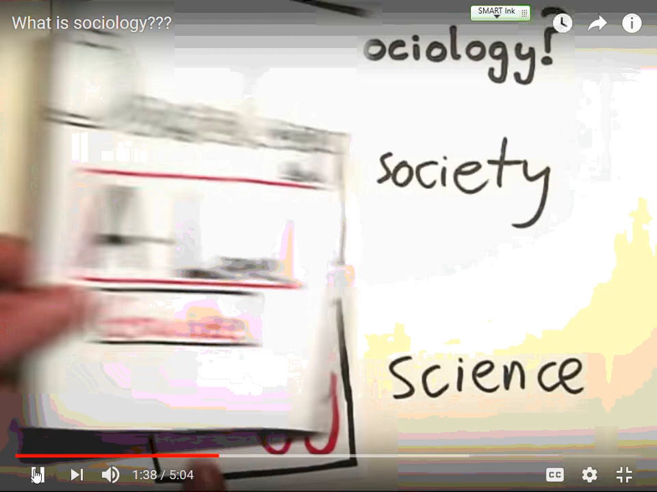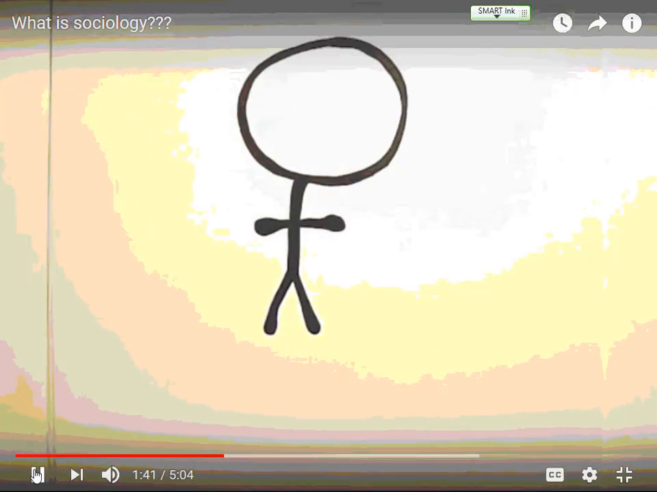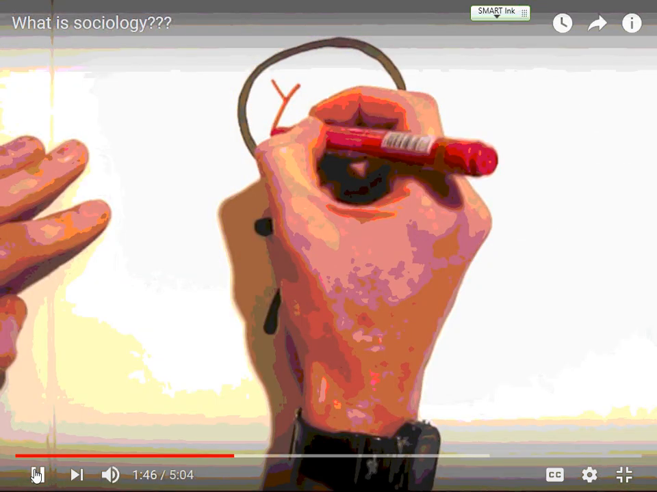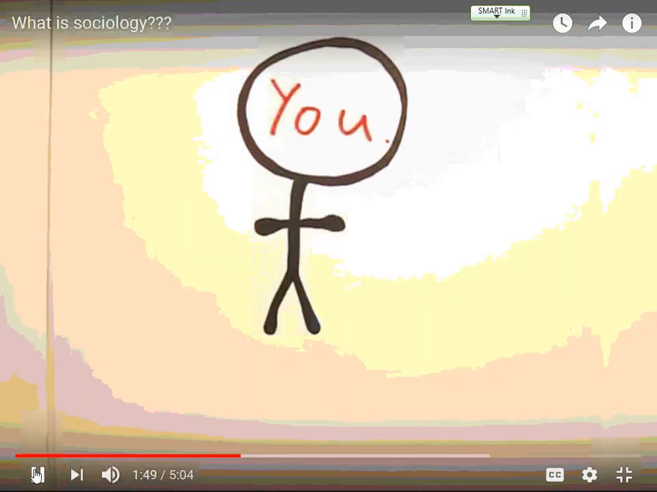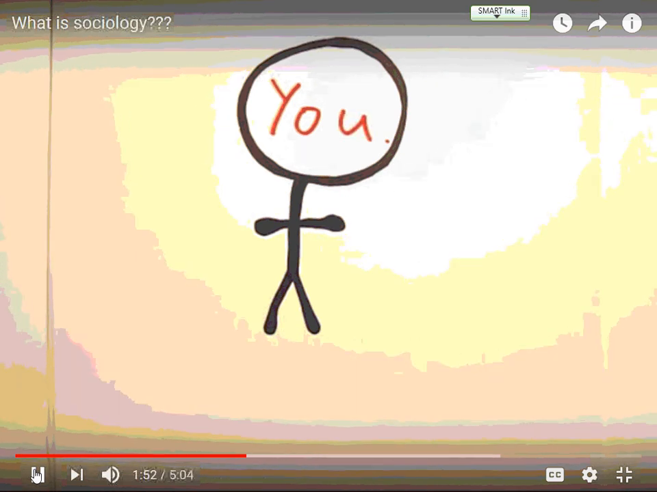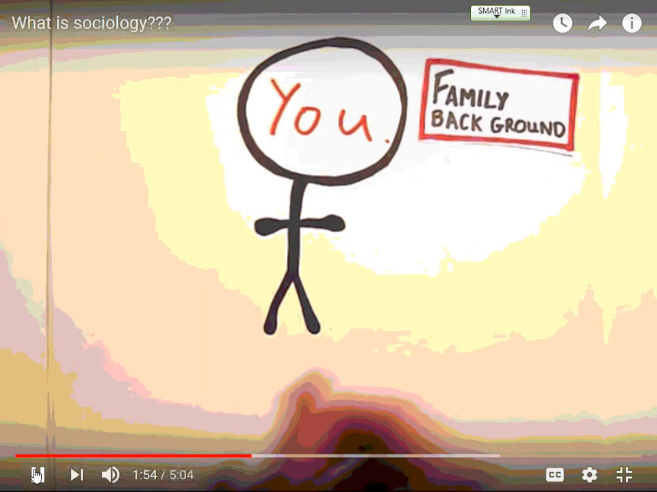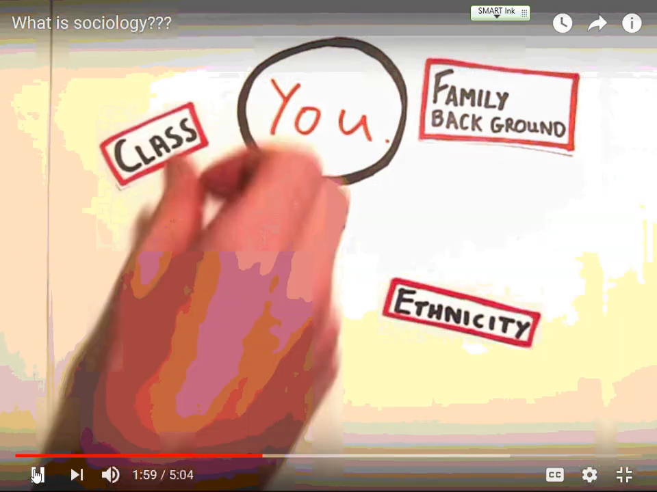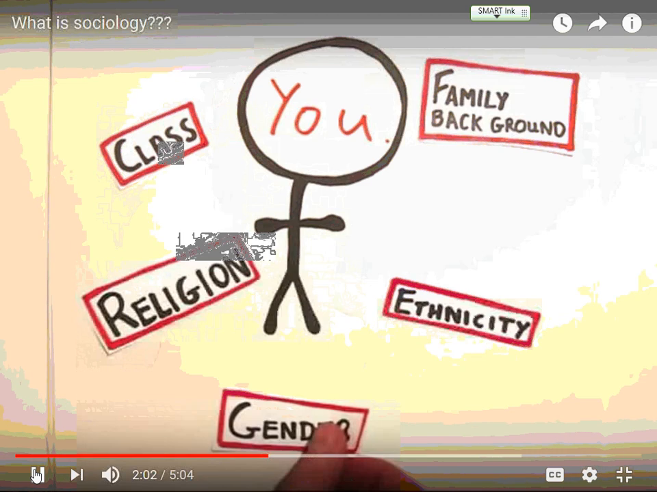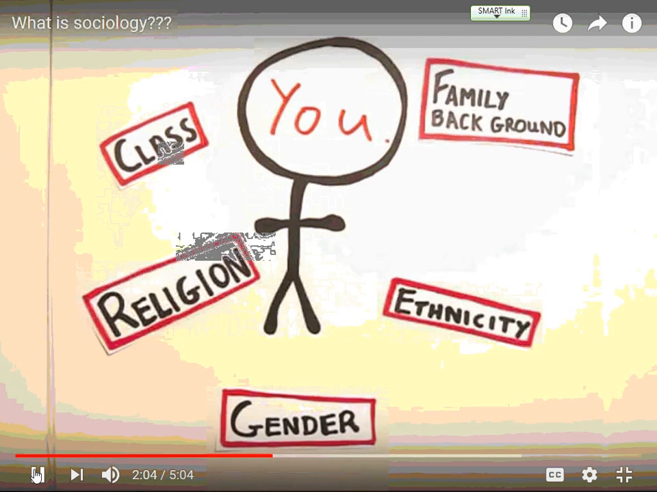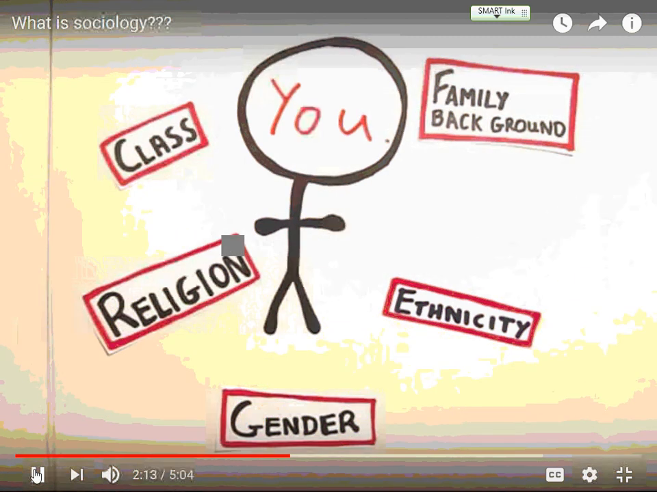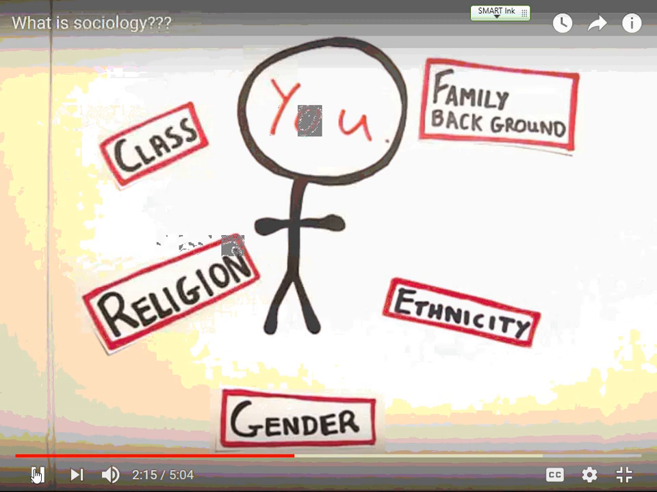We study society by looking at the various things which influence people's lives. What about you? What other things do you think influence your life? Maybe your family background, or your ethnicity, your social class, or your religion, maybe your gender. Which of these is most important? Have I missed any which are important to you? Sociologists are interested in all these things and investigate how they affect our lives.